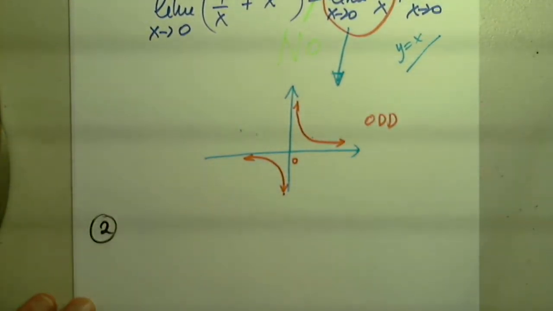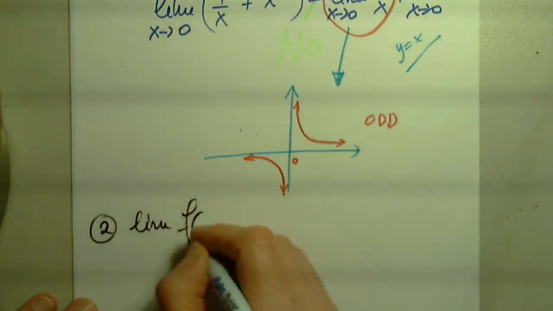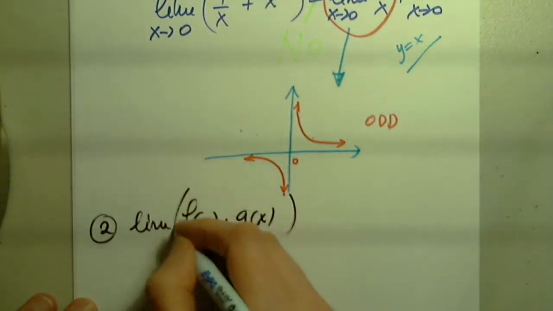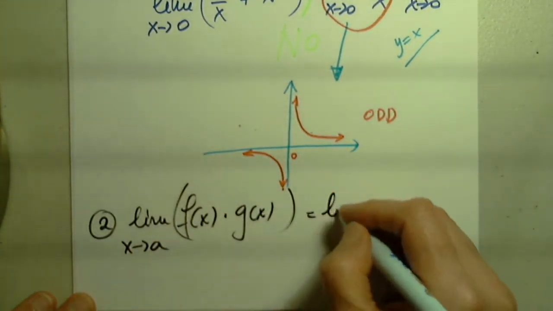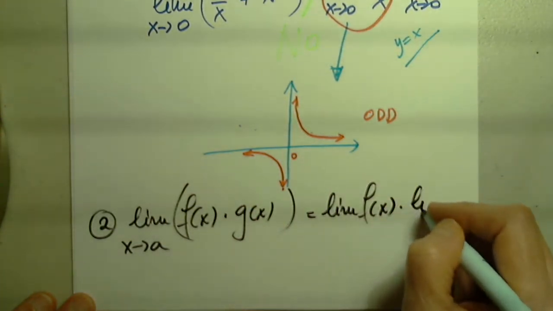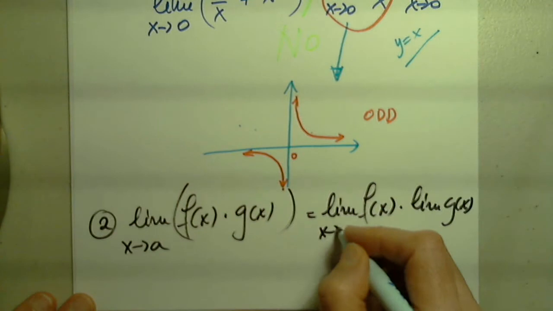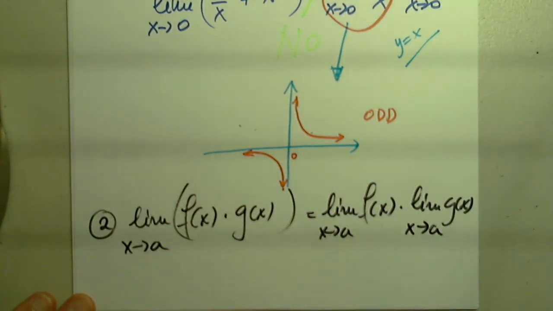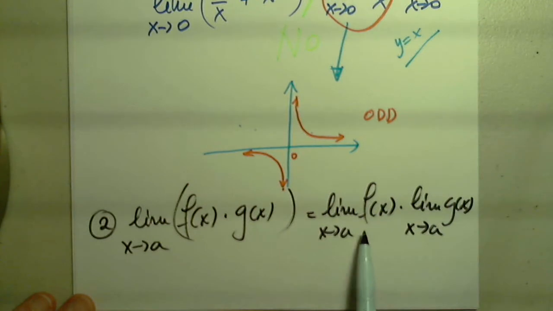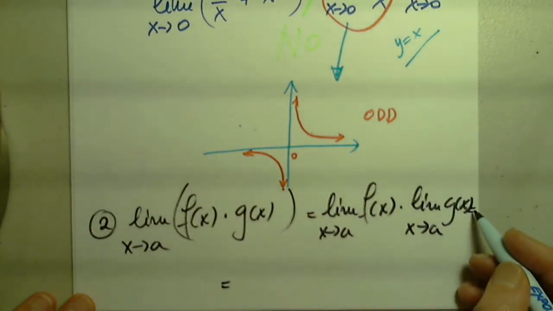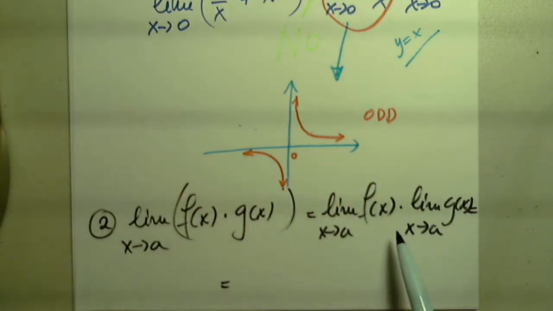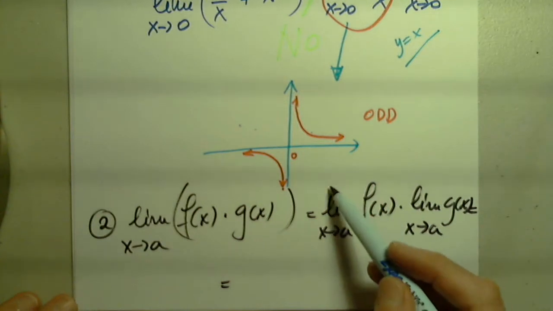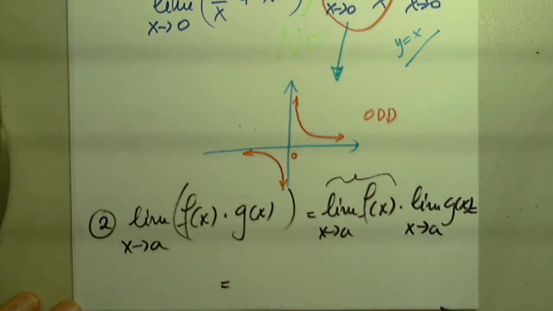Good. Moving on to 2. The limit of a product as x approaches a. Yes, I'm sure you're guessing that this is the limit of f of x multiplied by the limit of g of x as x approaches a. Assuming that conditions are fulfilled. What does this limit equal to? So I'm going to continue here. What does this limit equal to? Anyone?